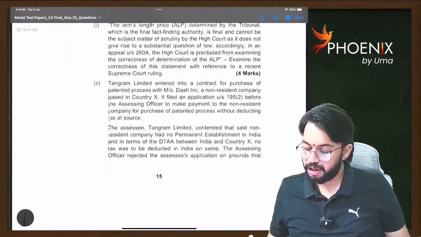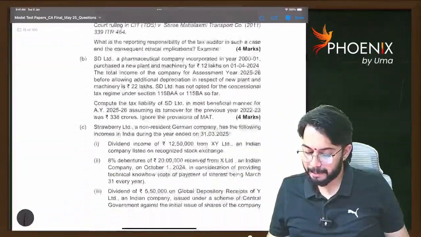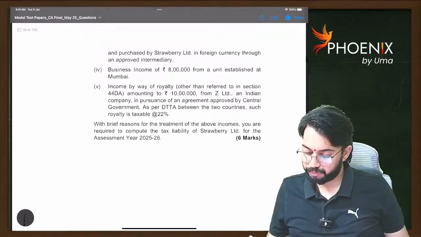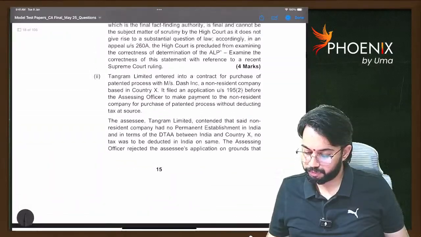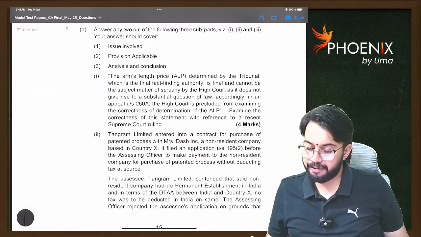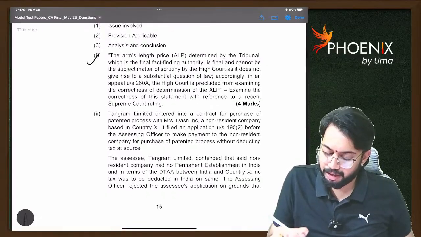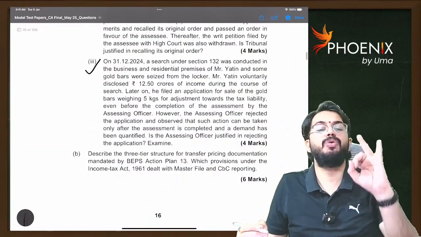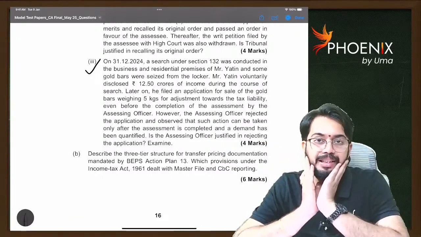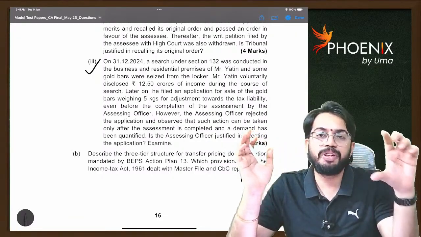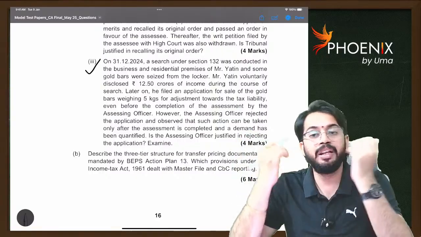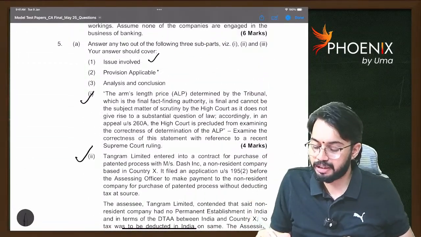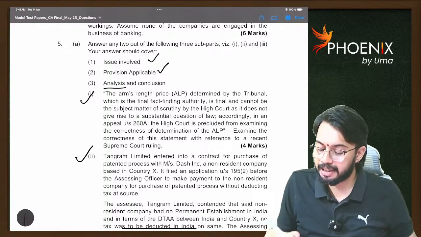Now, shall we do 5 and 6? Question number 5. See, 3 cases are given. Out of these 3 cases, for any 2 cases, you need to write the answer. Okay, what is the provision, analysis and conclusion? In that way, you need to write the answer. He only gave what is the issue involved, what is the provision applicable, what is the analysis and conclusion.